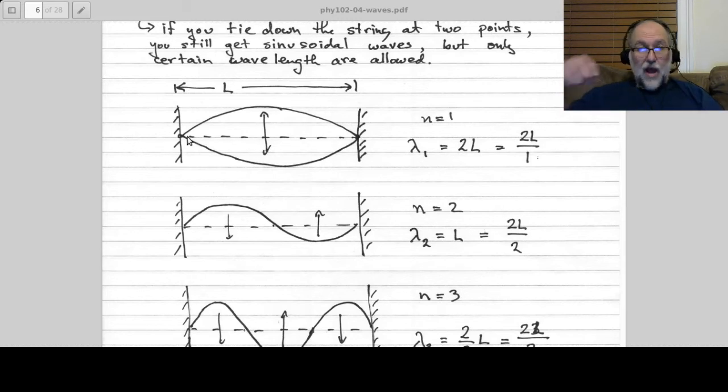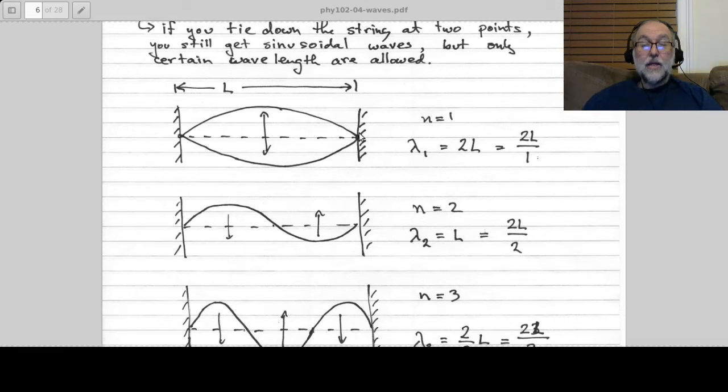Now imagine that I grab the string in the middle and pull it up so that it's up there like that, and then I let go. What's the string going to do? It's going to vibrate. Only the middle part of the string is going to vibrate. The two endpoints can't vibrate because that's where it's being held down.